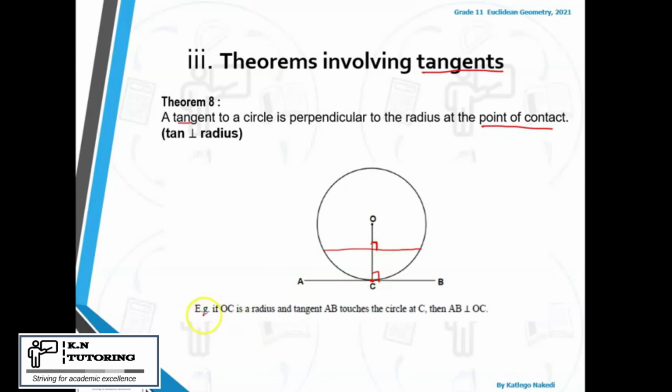Okay, it says, for example, if OC is a radius and a tangent AB touches the circle at C, then AB is perpendicular to OC. That's what I was explaining. Again, this line might also be a diameter. As long as it passes through the center of the circle, it will cut the tangent perpendicularly, at 90 degrees, or at a right angle.